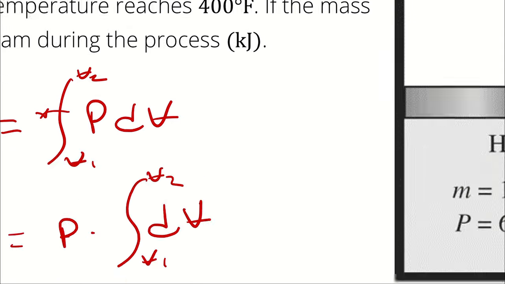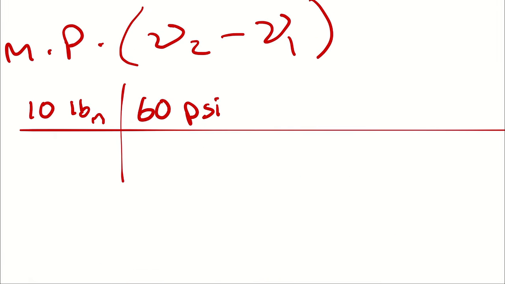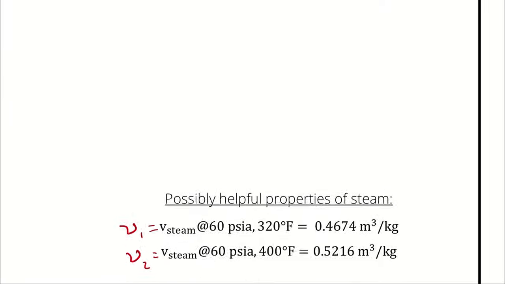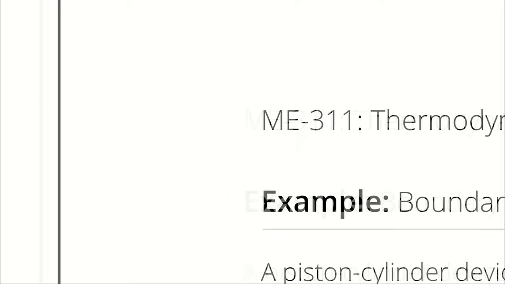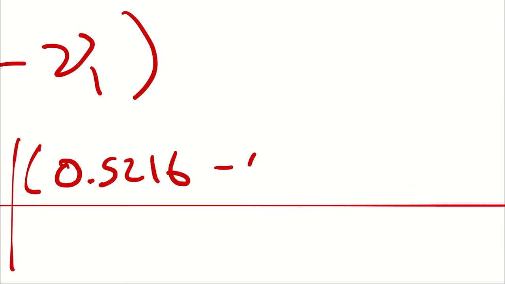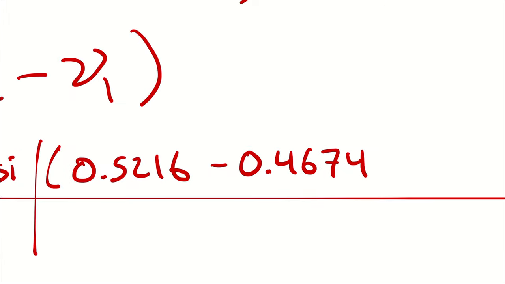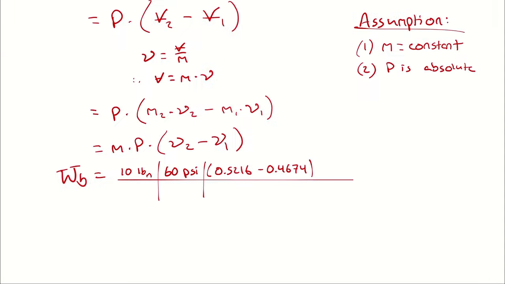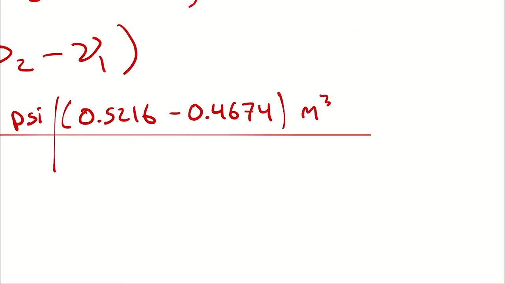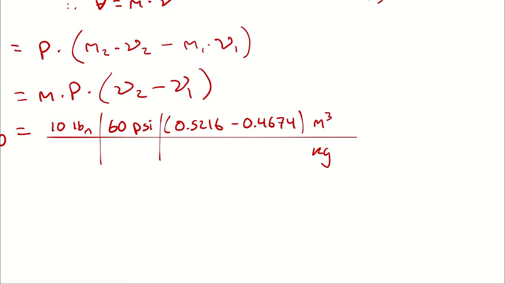Anyway, 60 psi, and then I'm multiplying by the difference between 0.5216 and 0.4 something. That was the wrong page. 0.4674. And that quantity was in cubic feet per... No, it's in cubic meters per kilogram. That's interesting. Presumably we would have looked them up on the imperial tables instead of the metric tables, but you know what? This is an excellent opportunity for some practice at unit conversions in our calculations.